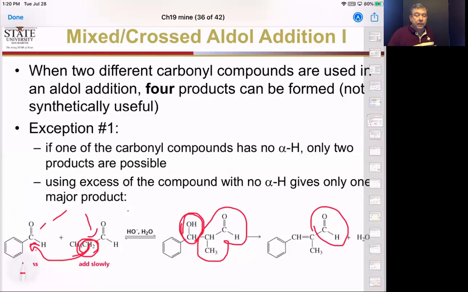Most of the time you can actually just stop the reaction at this stage. However, with heat or acid, you can do a dehydration reaction to form an alkene. I'll talk about that on the next slide. So when we look at a crossed aldol condensation, one compound has alpha hydrogens, and that's the one that makes the enolate. The other compound has no alpha hydrogens, and that's the one that ends up making the alcohol portion of our aldol.